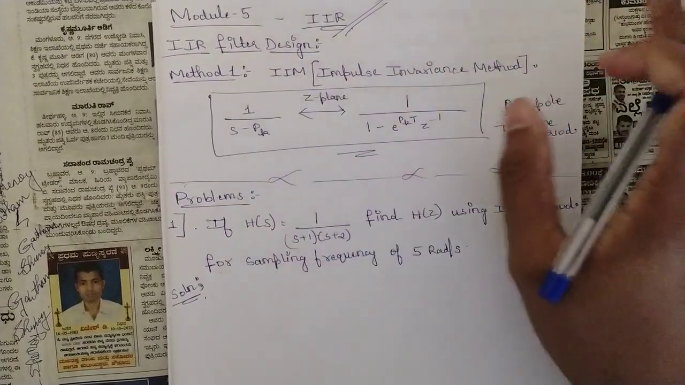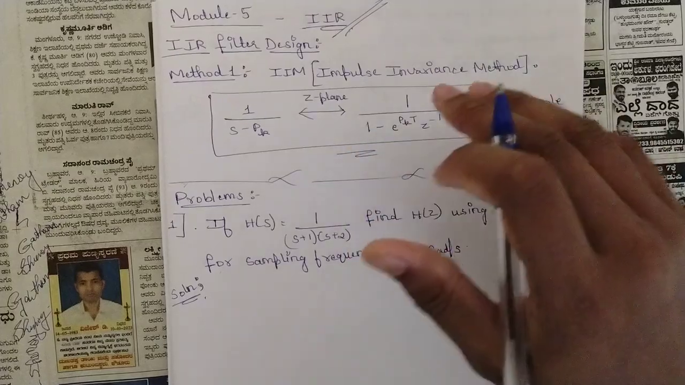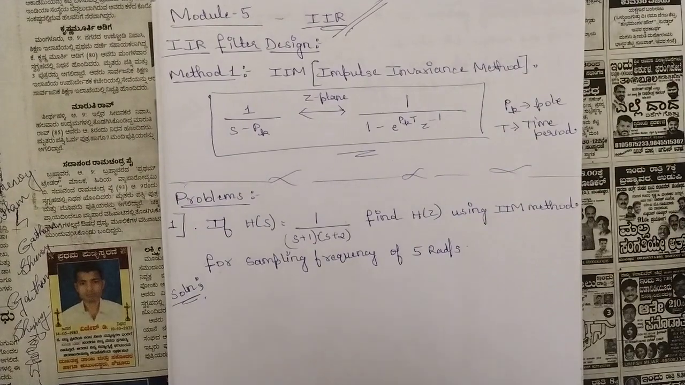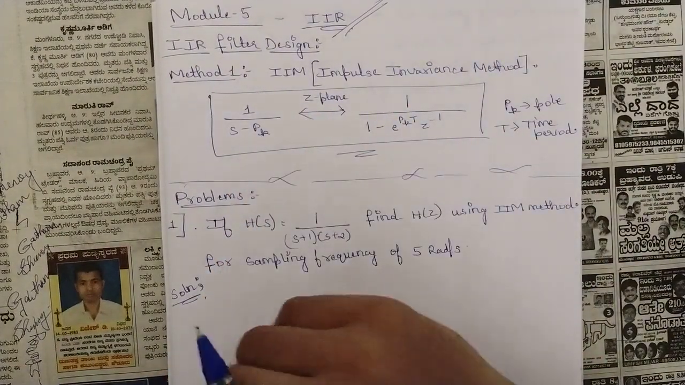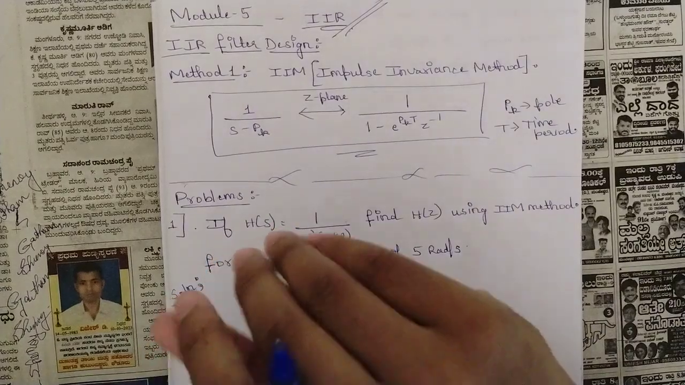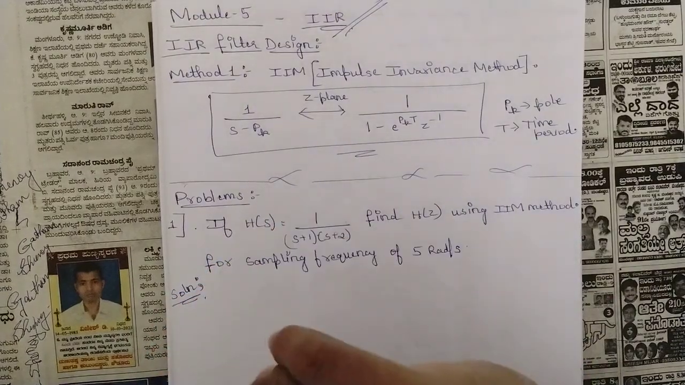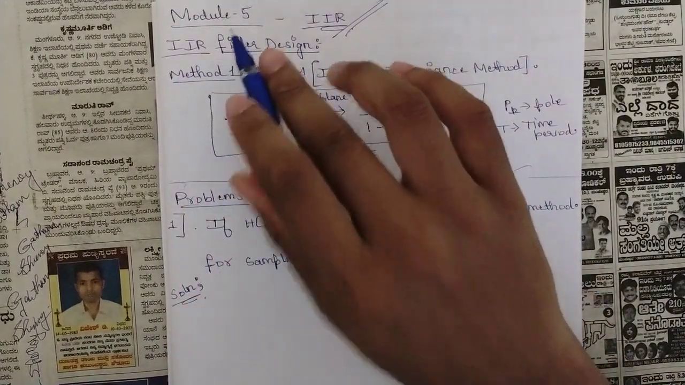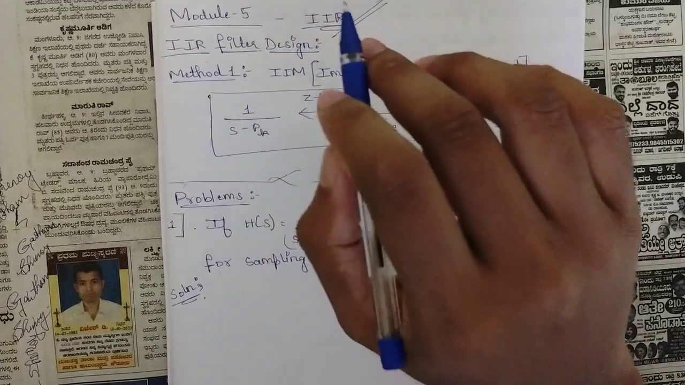Partial fractions are already done in your previous semesters or in the PUC as well. You have gone through the partial fractions. Again, I'm not going to sit here and teach that. However much explanation is required for partial fractions, I'm going to give it in a small amount of time. Then I'm going to start with the module 5 concept, that is IIR filter design.